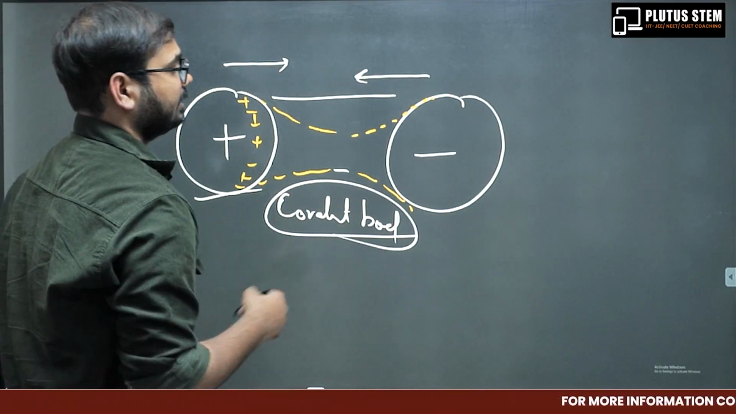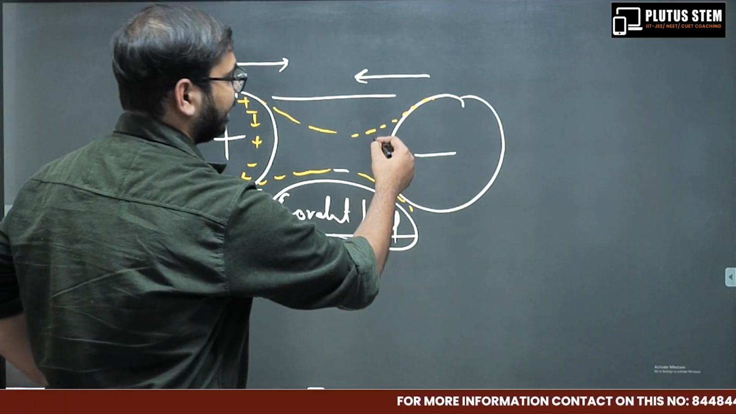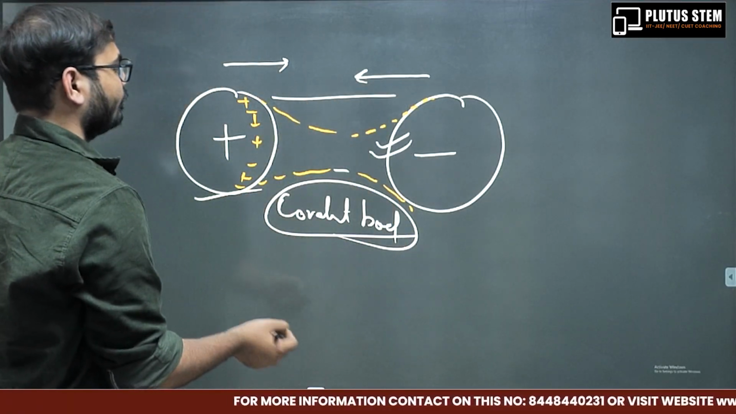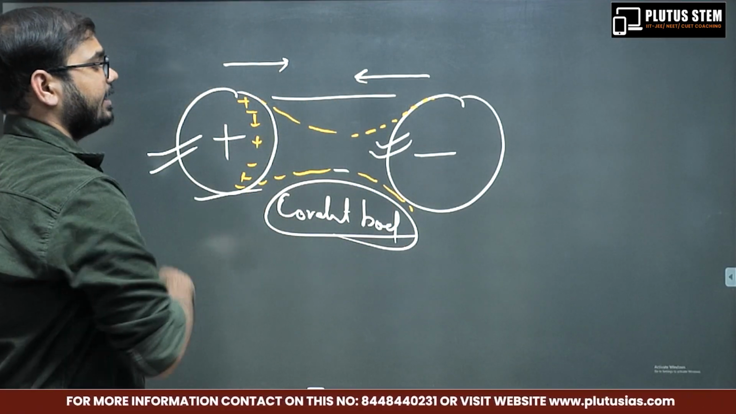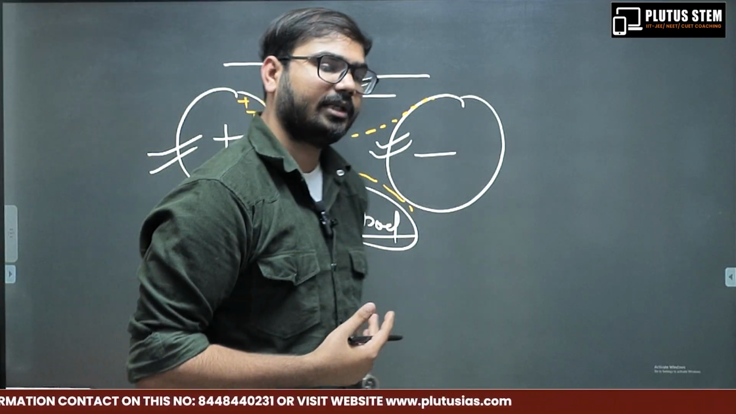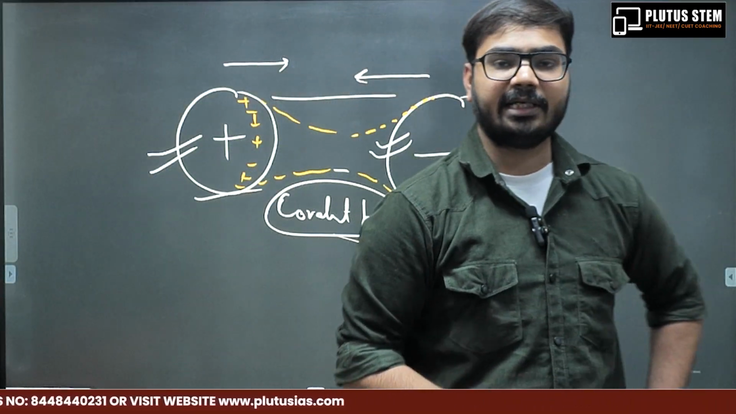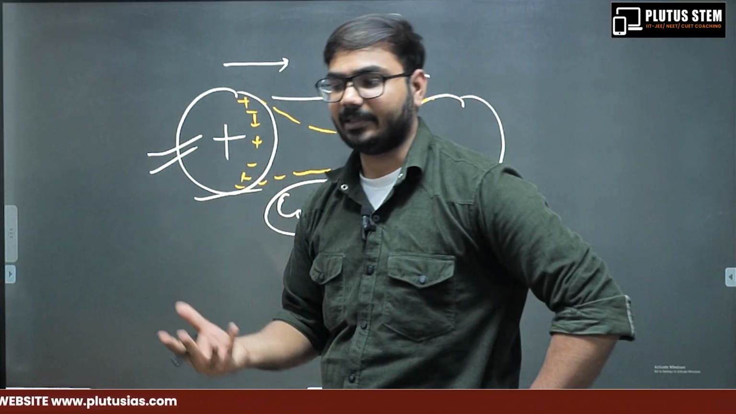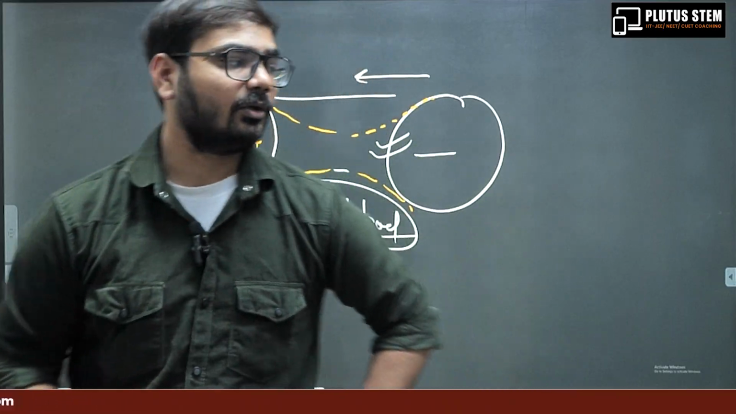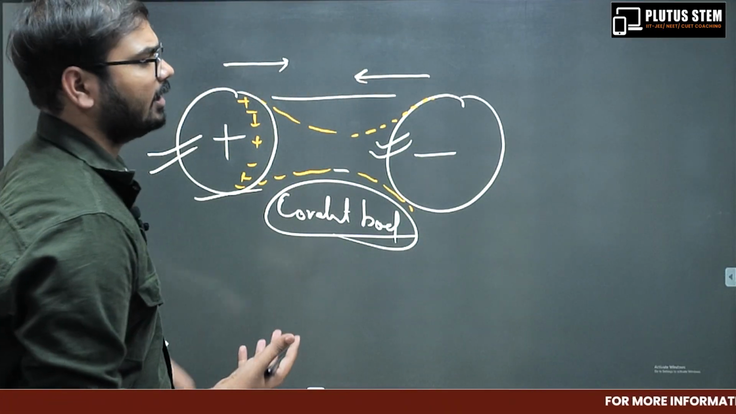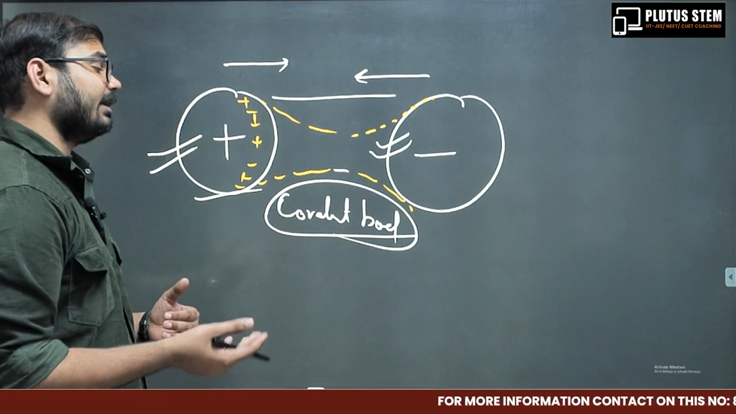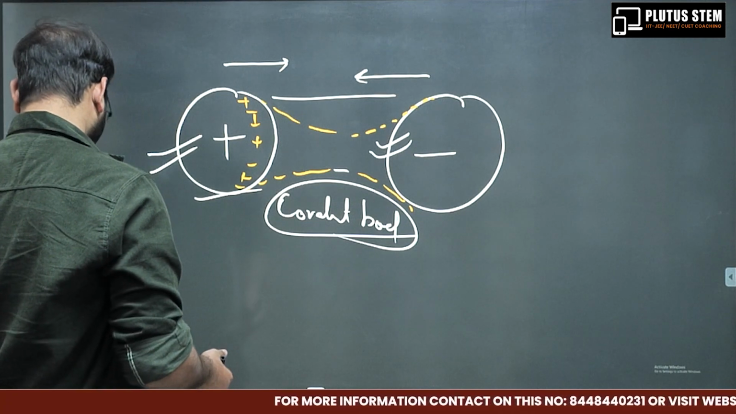So that means the easier it is to distort the electron cloud of an anion, or how easily the cation can distort the electron cloud of an anion, based on these two properties you can explain how a certain compound has more covalent character and why it has less ionic character.